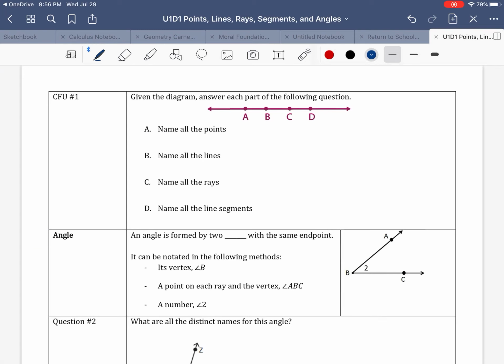So take a second and try this checking for understanding on your own.